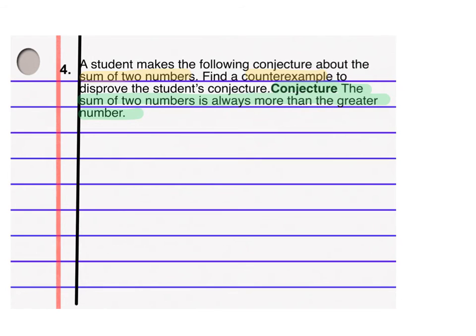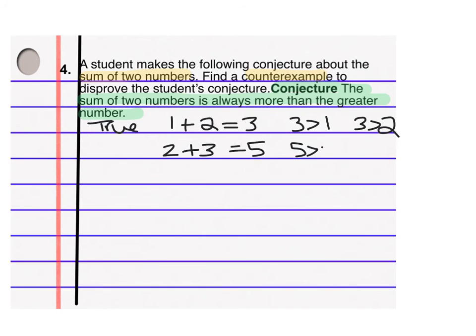The sum of 2 numbers. So let's try some stuff out. If we add 2 numbers, 1 plus 2, that equals 3. 3 is bigger than 1, and 3 is bigger than 2. So that's not a good counterexample because that's true. Okay, let's try something else. 2 plus 3 is 5, and 5 is bigger than 2, and 5 is bigger than 3. So it seems true. We know there's got to be a counterexample because the example says that.